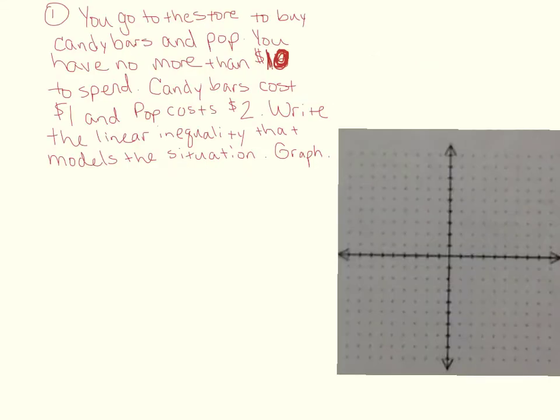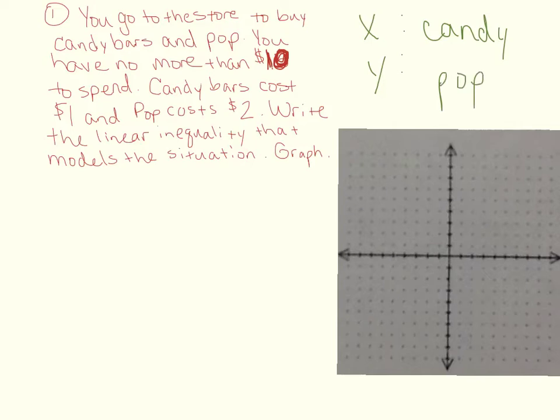Number 1, you go to the store to buy candy bars and pop. You have no more than $10 to spend. Candy bars cost $1 and pop costs $2. Write the linear inequality that models the situation. So first of all, we have two different things. We have pop and candy bars, which is good because in our equations we have an x and we have a y. So x can be our candy, y can be our pop.